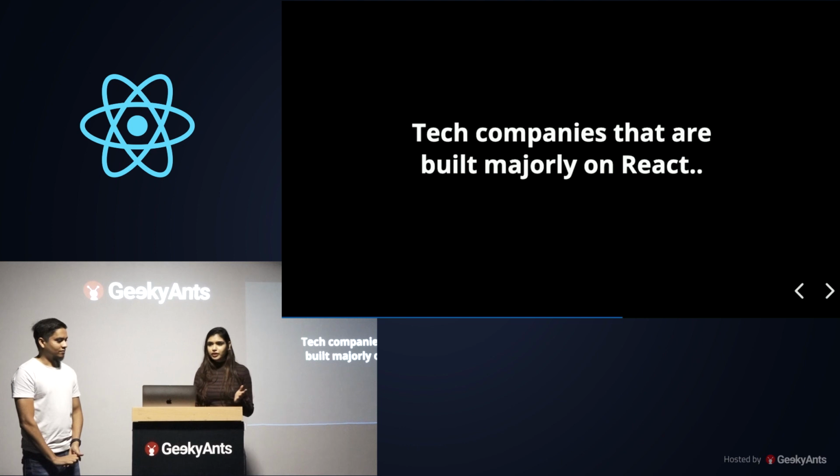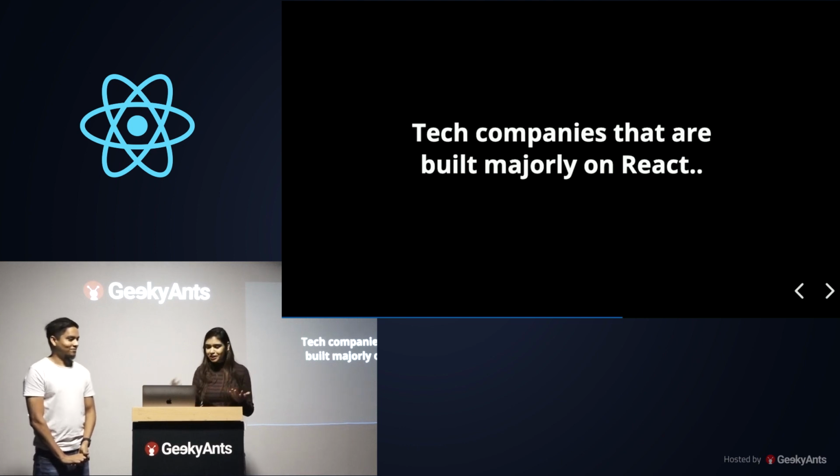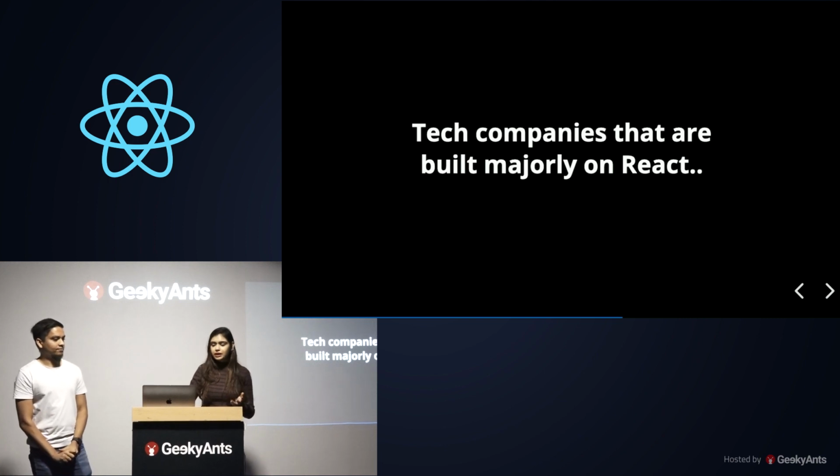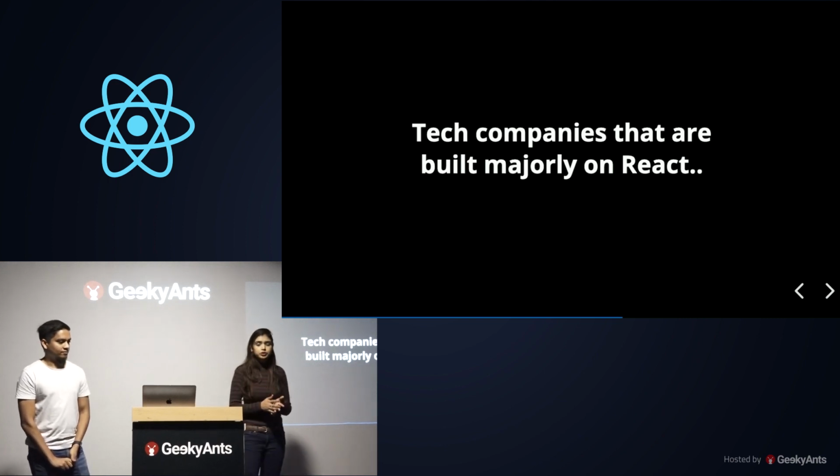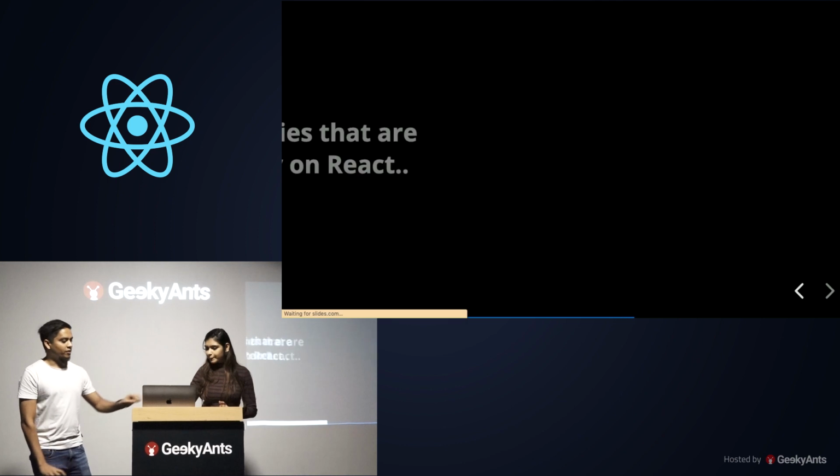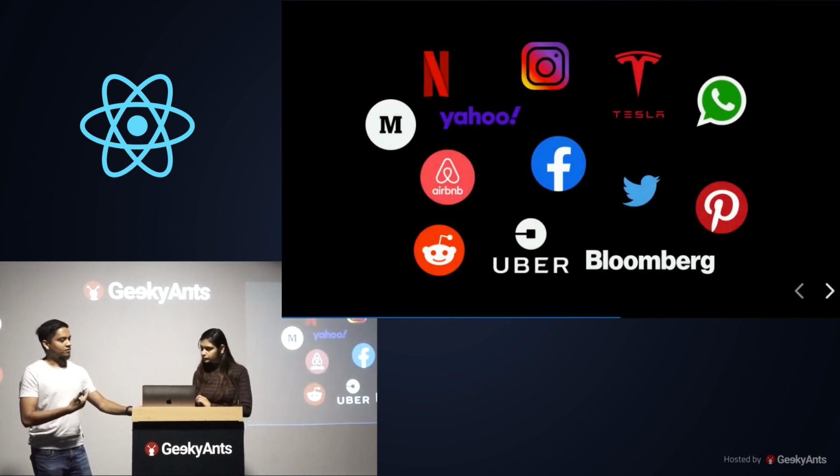So this is just a representation. The real numbers are really, really huge. And there are also some tech companies that are majorly built on React. Yeah, so we're talking about these are the product companies. The product companies have used React in their products.